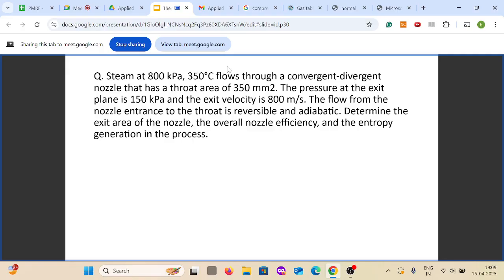So the inlet conditions are given at 800 kilopascal and 350 Celsius. It's flowing through a convergent divergent nozzle, and the throat area is given as 350 millimeter square, and the exit pressure is also given as 150 kilopascal, and the velocity is 800 meters per second. So we assume that the flow is reversible and adiabatic, so isentropic flow from entrance to the throat. Determine the exit area of the nozzle, the overall nozzle efficiency, and entropy generation in the process.